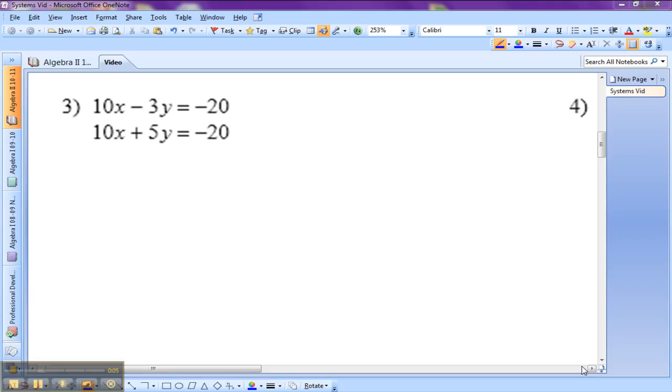Problem number 3 is similar to problems number 1 and 2, except that our coefficients actually have the same sign. So we have 10x in the first equation and 10x in the second equation. If we added these two equations together, that would give us 20x, and that wouldn't cancel out our x terms. So instead of using addition, we're going to use subtraction.